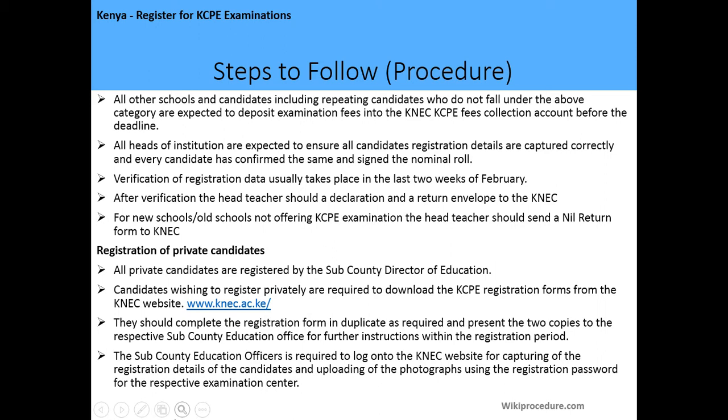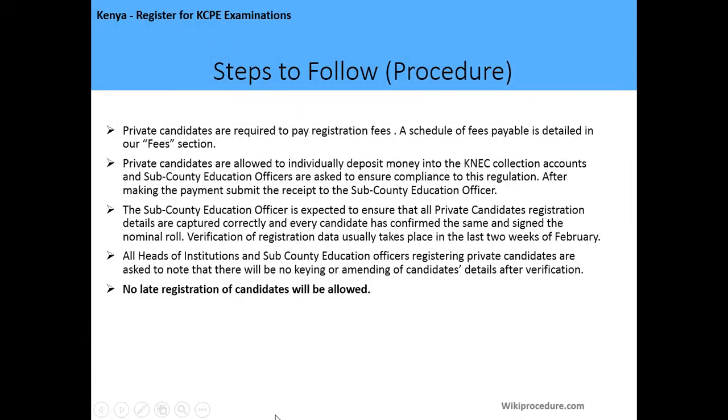So candidates wishing to register privately are required to download the KCPE registration forms from the NEC website and fill the form in duplicate as required, and present 2 copies of the form to the respective sub-county education office for further instruction on registration within the registration period. The sub-county education officer is then required to log into the NEC website for capturing of the registration details of the candidate and uploading of the photographs using the registration password for the respective examination center.